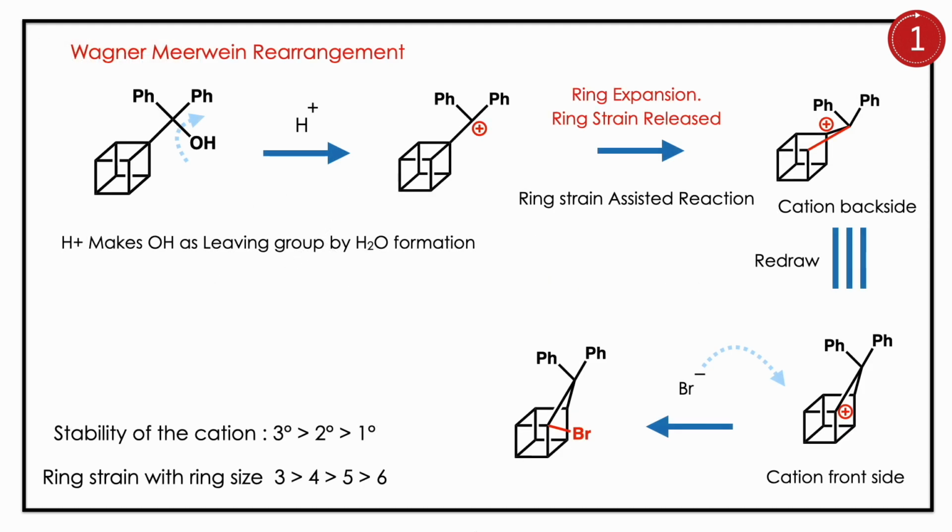Everybody knows cubane is a strained system because the construct has 4-member rings. A 4-member ring is very strained according to Baeyer strain theory. So it will also open. That is the basics of it.